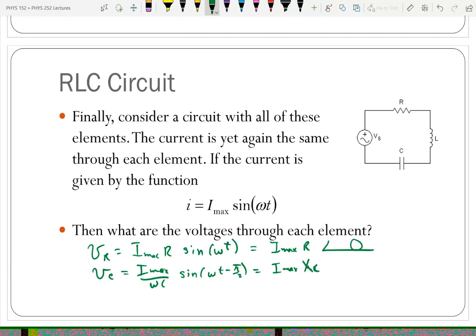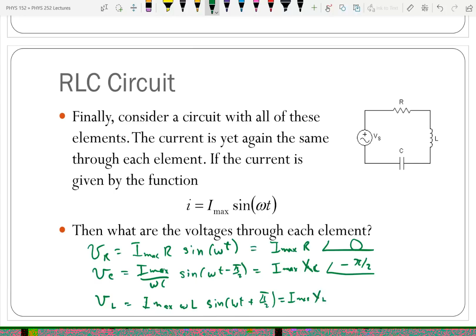Here I put Xc at angle minus pi over 2, and the voltage across the inductor. We just did it: I max omega L sine of omega t plus pi over 2 equals I max XL at angle pi over 2.